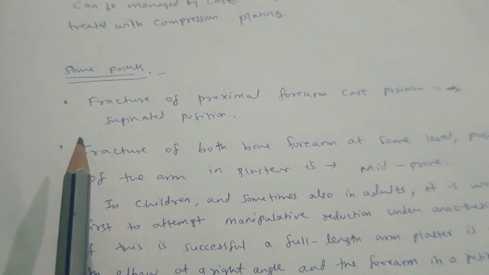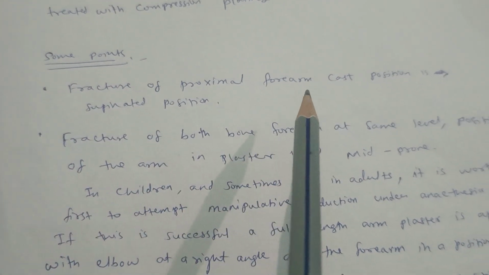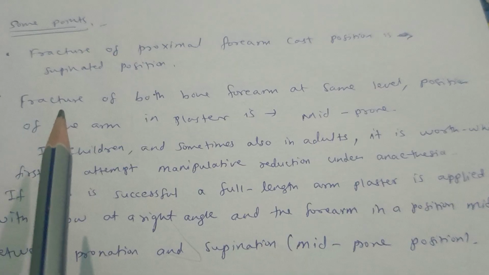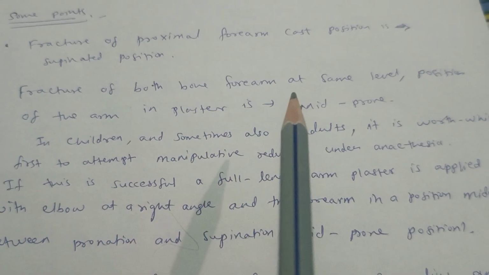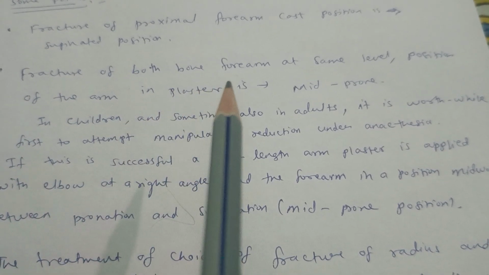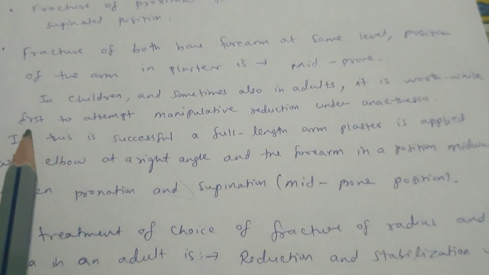Some points. Fracture of the proximal forearm: the cast position is supinated. Fracture of both bones of the forearm at the same level: the position of the arm in plaster is mid-prone.